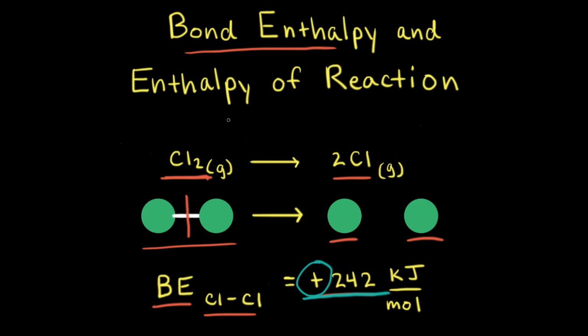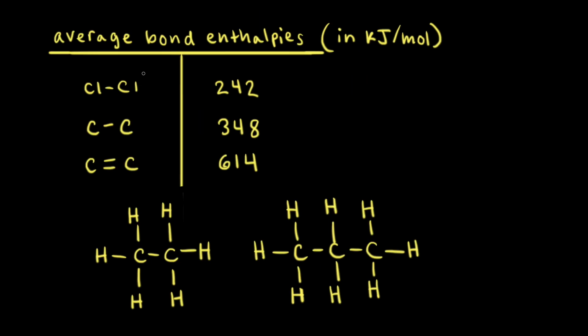Another name for bond enthalpy is bond dissociation energy. So you might see this symbolized as BDE or just simply the letter D. Bond enthalpies are often found in the appendices of chemistry textbooks. For example, we just saw the chlorine-chlorine single bond. The bond enthalpy is 242 kilojoules per mole. Whereas to break a carbon-carbon single bond takes 348 kilojoules of energy per mole of carbon-carbon single bonds.